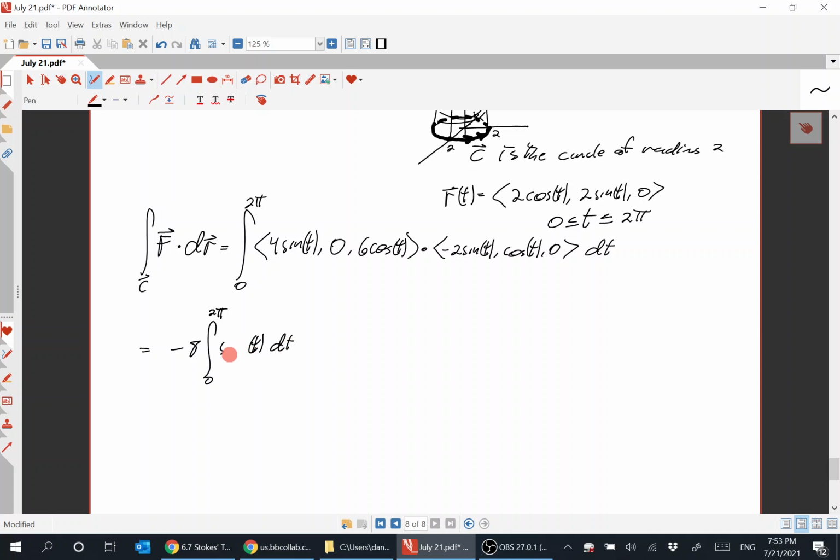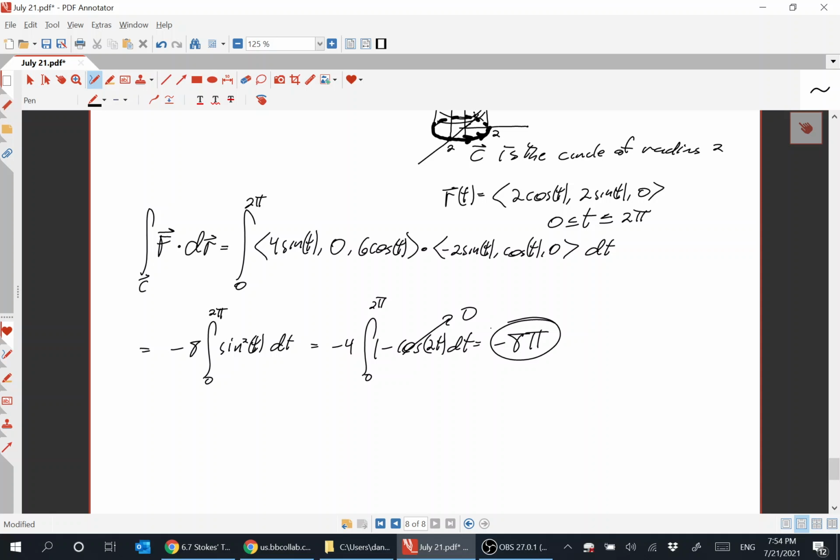dt. Okay, so now using the double angle formula, it's minus 4 times the integral from 0 to 2 pi, 1 minus cosine 2t dt. So this is just 2 pi, and again, the integral of that is 0. We're integrating cosine from 0 to 2 pi. Well, you're integrating cosine 2t, so it's like integrating cosine theta from 0 to 4 pi. Right, and it's still 0. And so then this is 2 pi, so minus 8 pi.